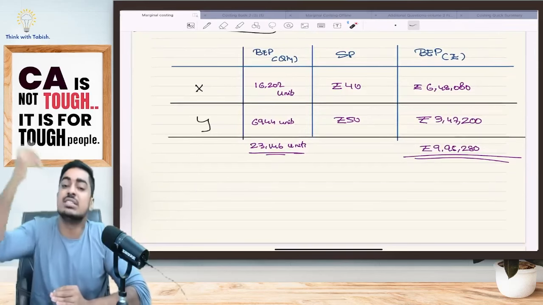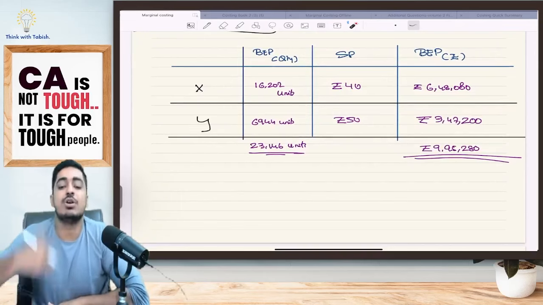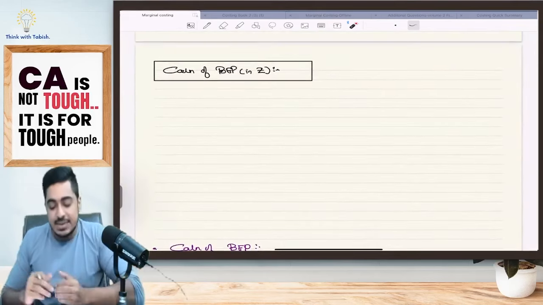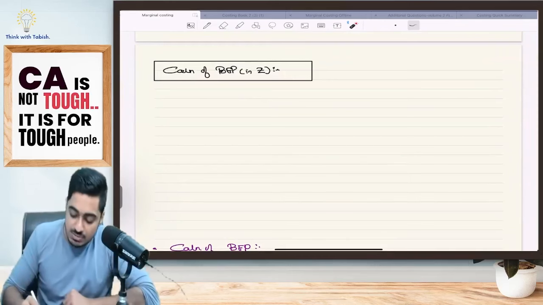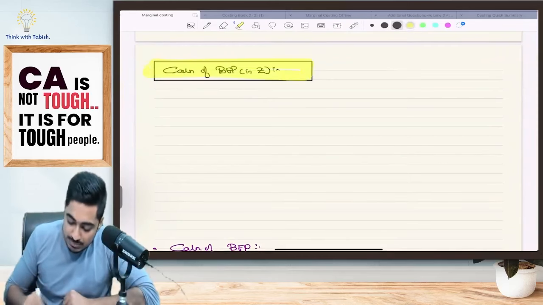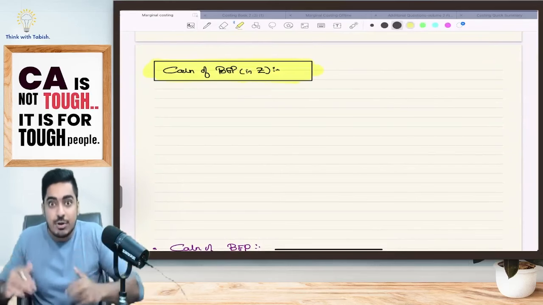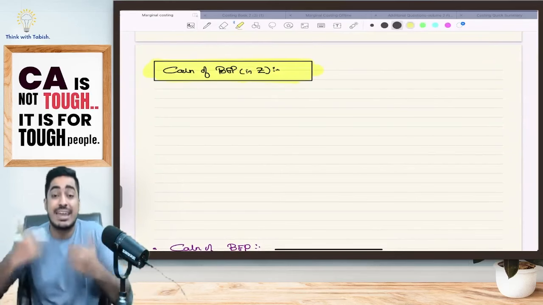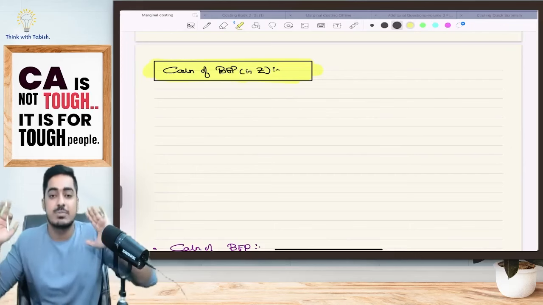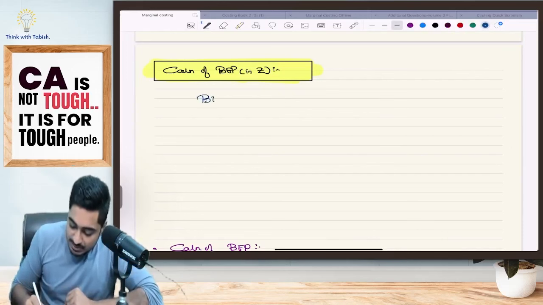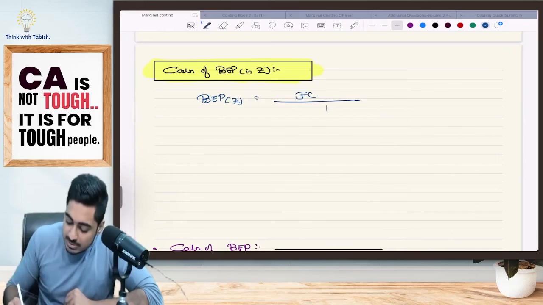But because this is the first question and because we want to practice, the same question I will calculate separately in terms of value also. Pay attention. In the examination it is not required, but here for practice purposes, if I have to do it directly in terms of value, how do I do it? Now tell me students, how do I calculate my BEP in terms of rupees? Sir, simple sir, it is fixed cost divided by PV ratio.